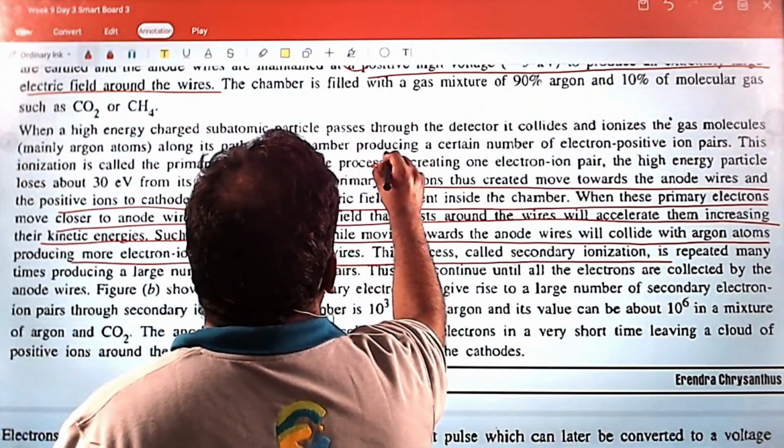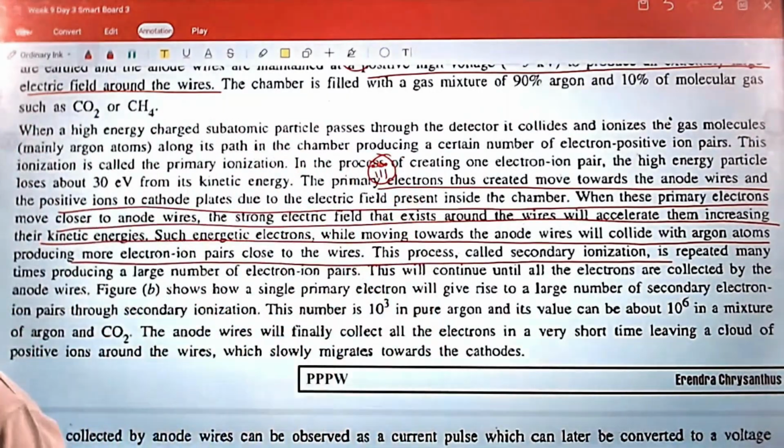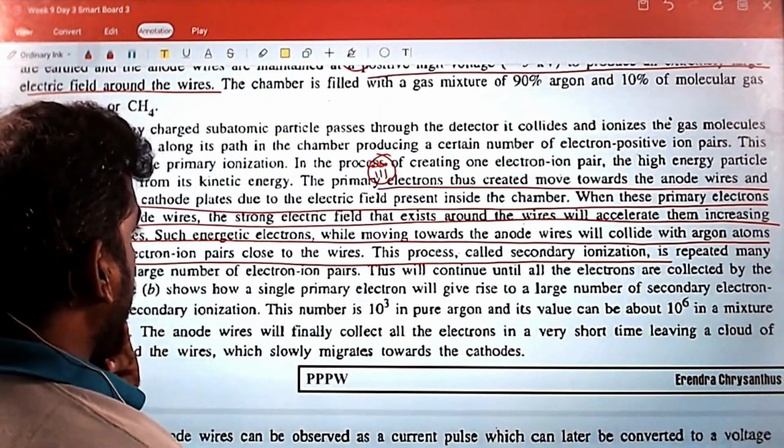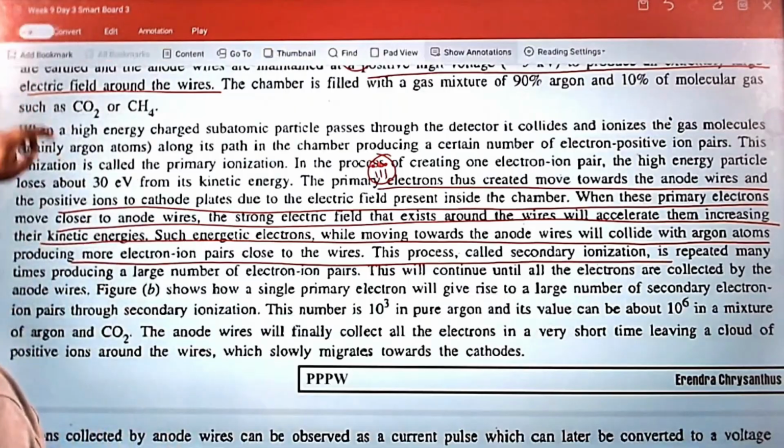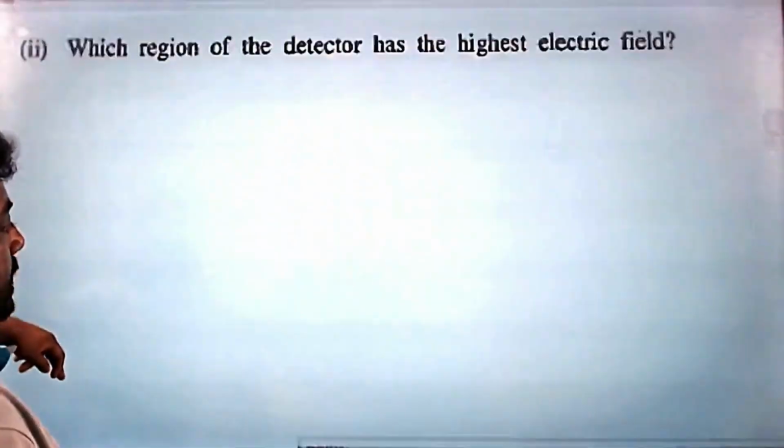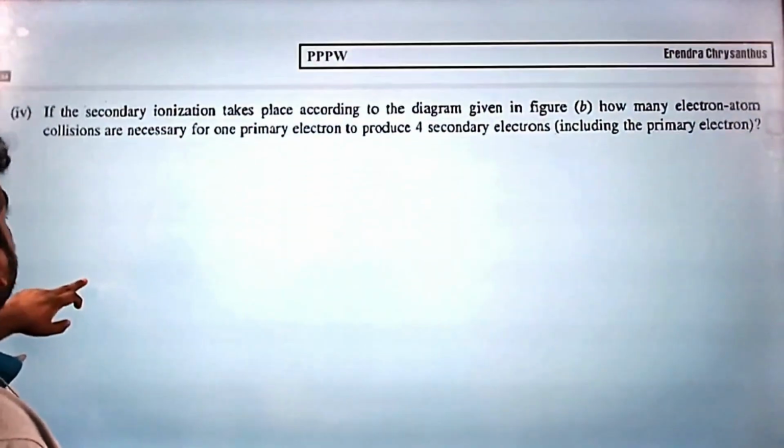So Roman 3 answer, you can put that. Right. Then what? Very simple work, you can see.